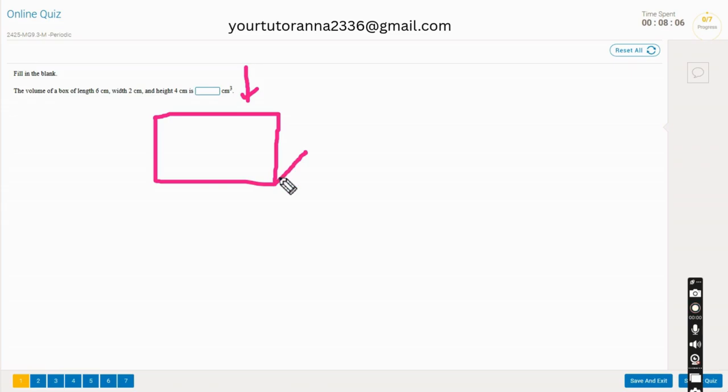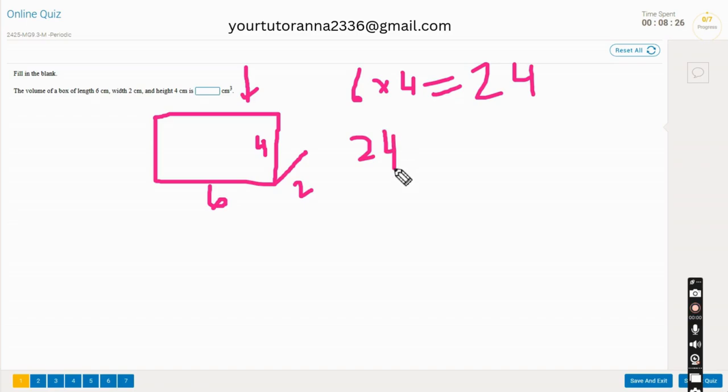So the height is going to be 4, the width is going to be 2 centimeters, and the length is going to be 6 centimeters. You're just supposed to multiply the 3 numbers. So what's 6 times 4? 6 times 4 is 24. Then you multiply 24 by 2. 2 times 4 is 8, 4 times 2 is 8, 2 times 2 is 4. So what is the answer? 48.